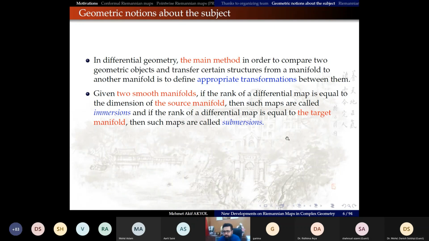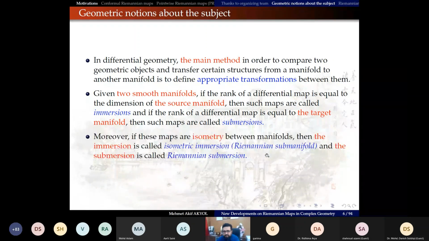When we have two smooth manifolds, of different dimensions, and sometimes equal dimension, it doesn't matter. If the rank of the differential map is equal to the dimension of the manifold, then such maps are called immersions. And if the rank of the differential map is equal to the dimension of the target manifold, then such maps are called submersions. Moreover, if you put an isometry between manifolds, immersion is called isometric immersion, and the submersion is called Riemannian submersion. In immersion theory and submersion theory, the isometric condition is important to investigate the geometry of the total space and base space.